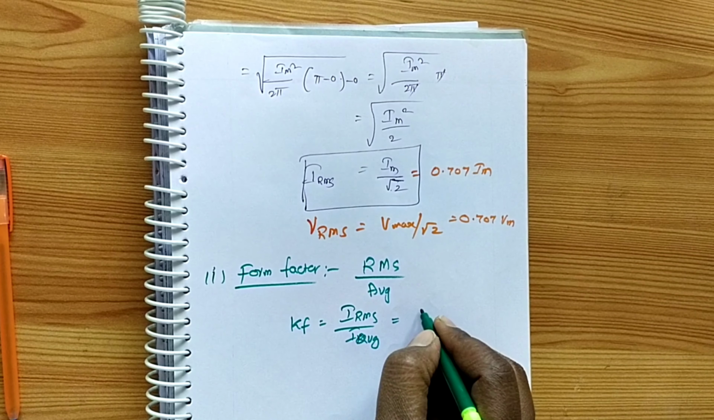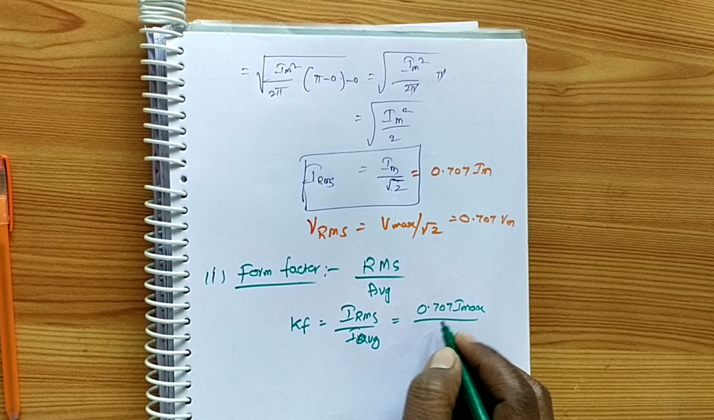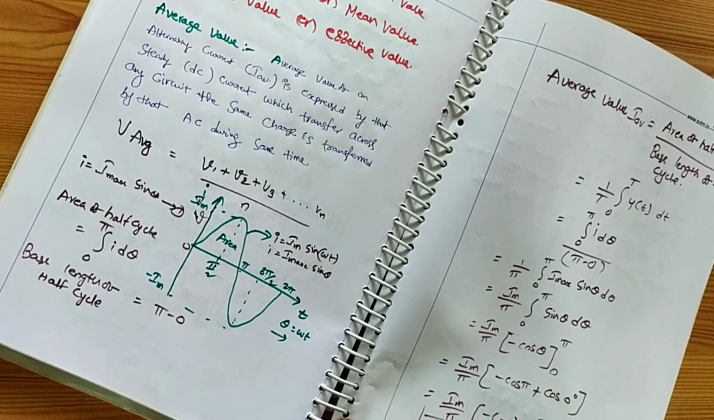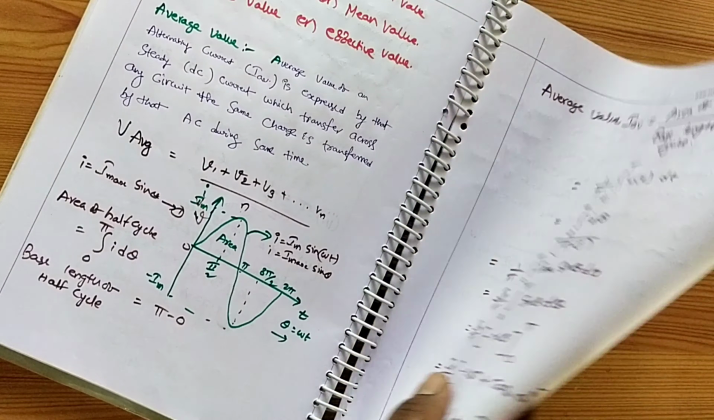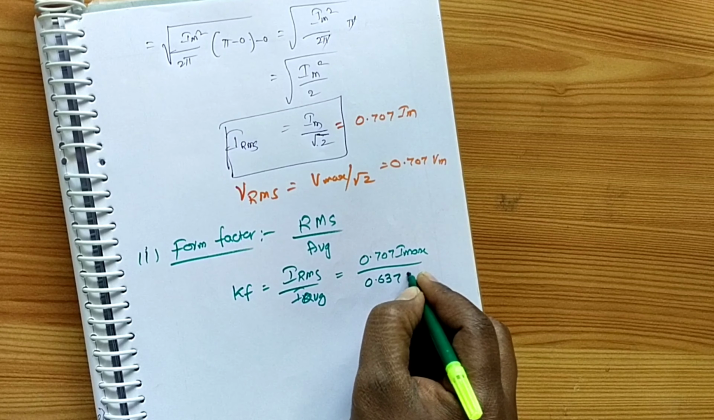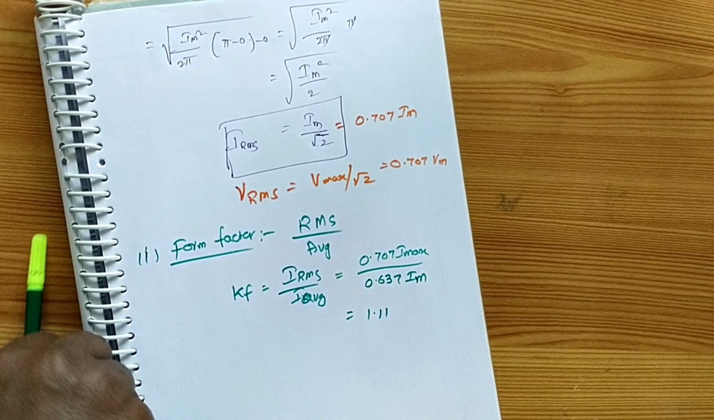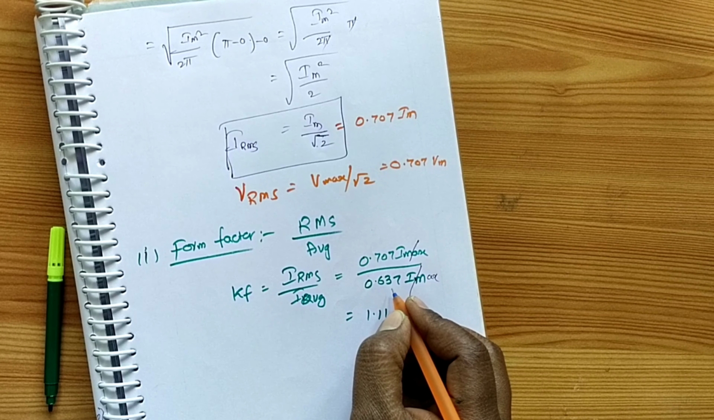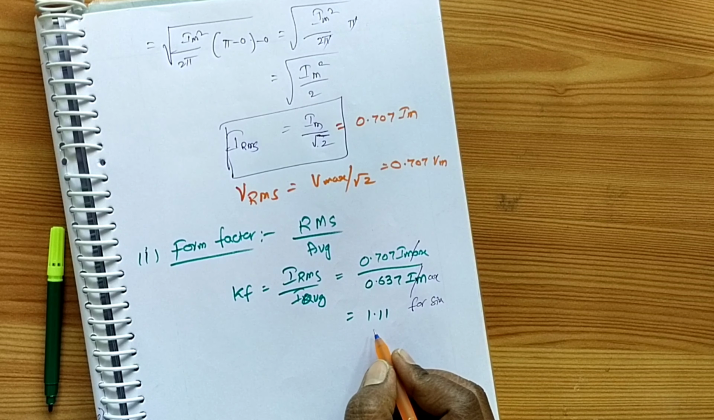RMS value we already derived, 0.707 Imax, by average value. What is the average value we derived? The average value we derived is 0.637 Im. We can substitute the average value here, 0.637 Im. Now it is 1.11. How can we obtain 1.11? We can cancel Imax on both sides. 0.707 by 0.637 gives 1.11 for sinusoidal voltage. The form factor of AC is 1.11.